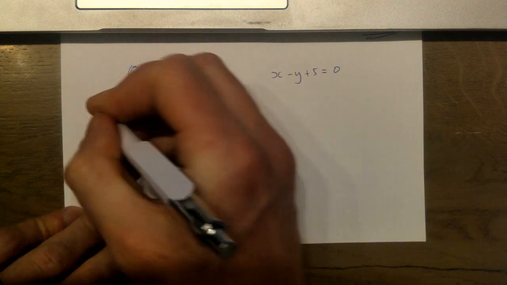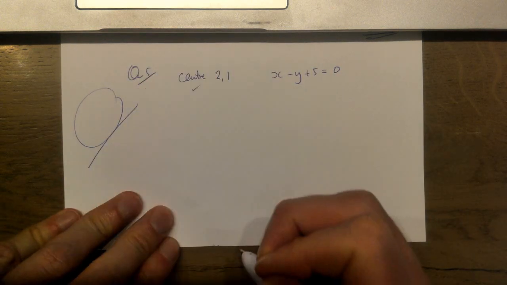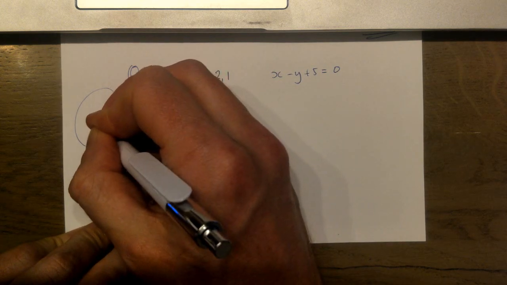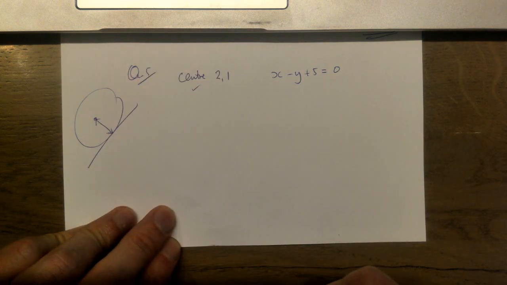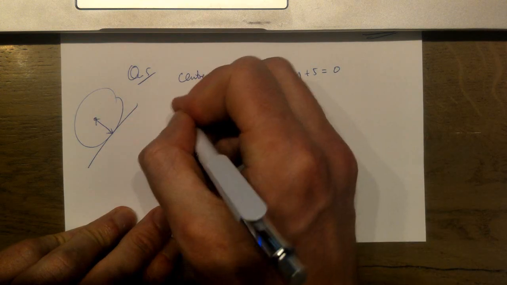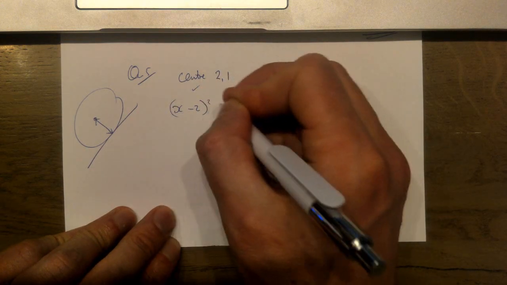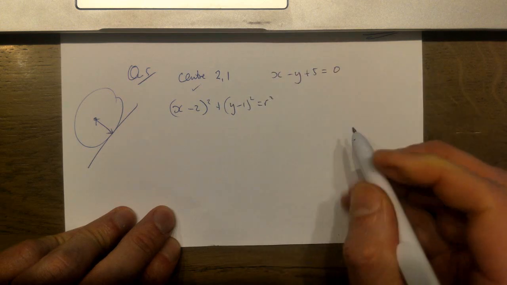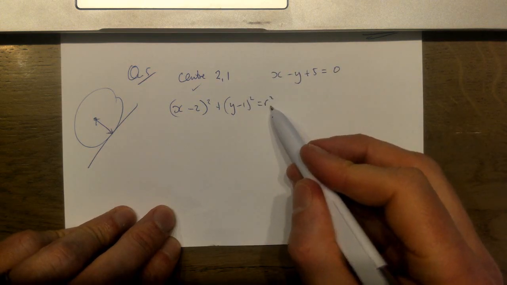Okay, so we've got a circle and a line just touching it, so we need to find the distance from that point to there to get the radius. So that's all we need, because at the moment we can say that x minus 2 squared plus y minus 1 squared is equal to radius squared. That's not good enough, we need to have the radius.